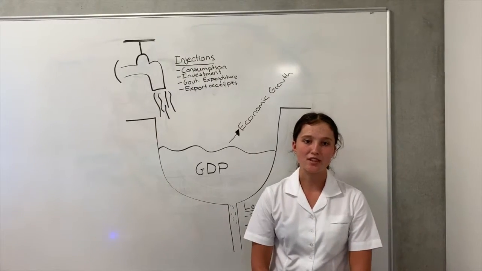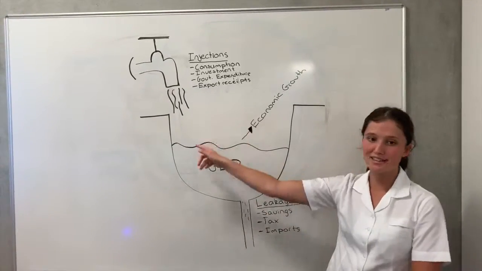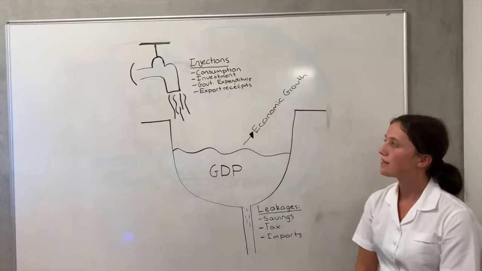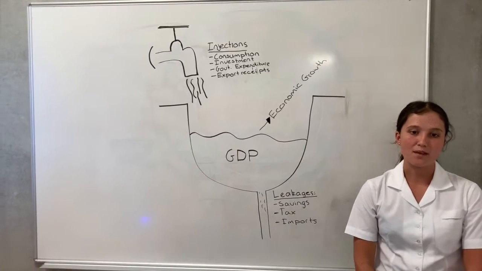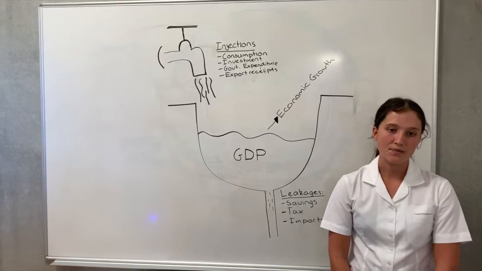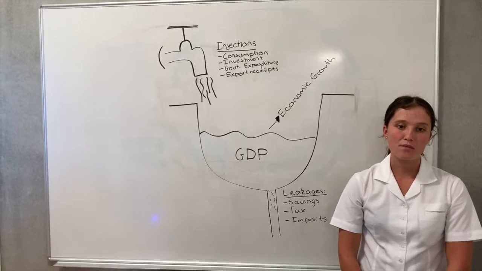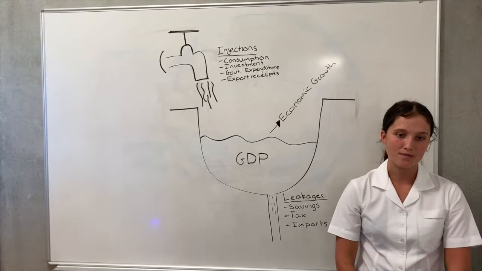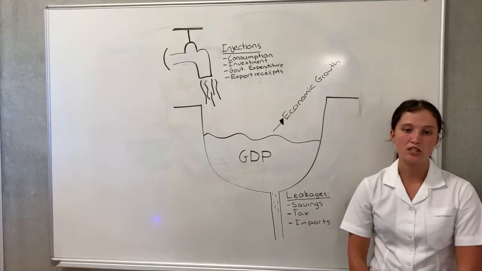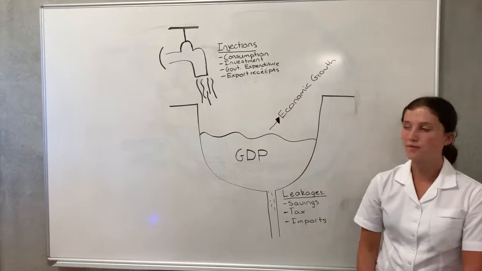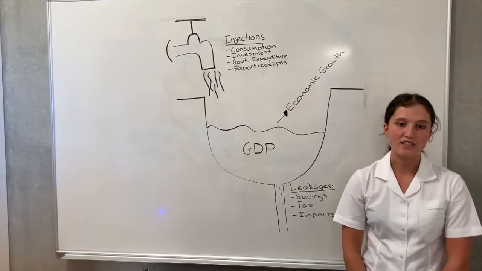The bathtub model is a great way to display economic growth. The injections, water flowing into the bathtub, include investment in firms, government expenditure, export receipts, and the consumption in households, and the leakages, water going down the drain, include tax paid to the government, import payments, and savings from the households. When there is a high concentration of injections and fewer leakages, there is more GDP, leading to economic growth. The water rises. As long as injections are greater than the leakages, the economy will grow.